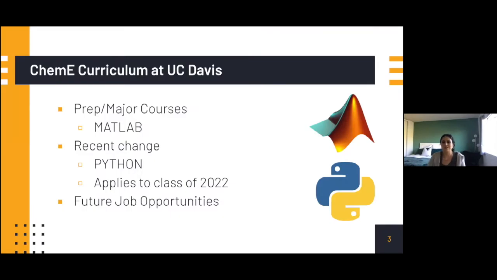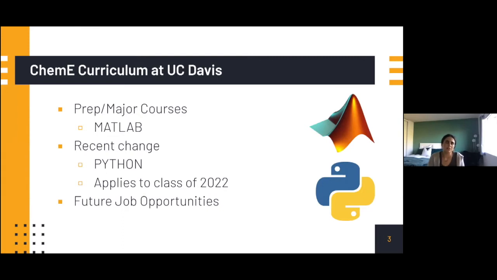So I wanted to give you all a little bit of a background of the chemical engineering curriculum at UC Davis. At UC Davis, the chemical engineering students are taught MATLAB, and we use that for our prep and major courses. However, there has been a recent change where they switched from teaching MATLAB to Python. And I will go a little bit more in depth as to why they changed their curriculum.